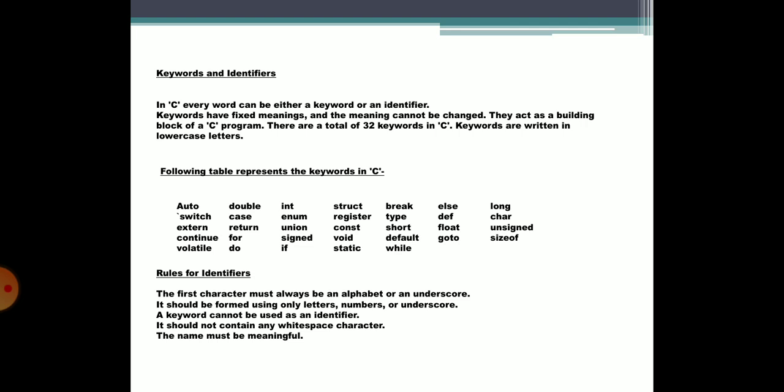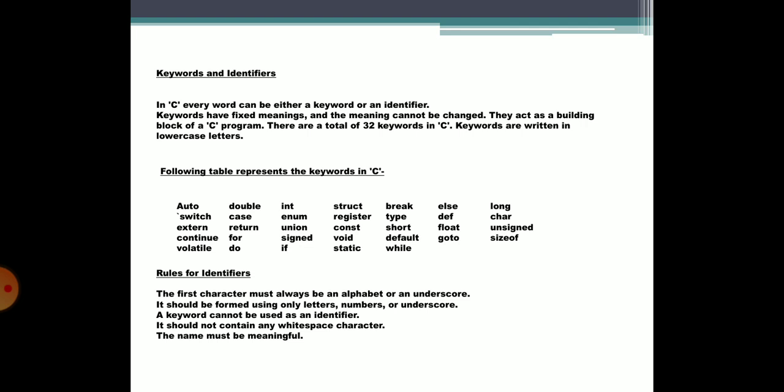The underscore character is also permitted in identifiers. It is usually used as a link between two words. In case we are using two long words in an identifier, we can use an underscore to connect them. As identifiers are always user defined names, they can be used as a variable name, function name or array name.